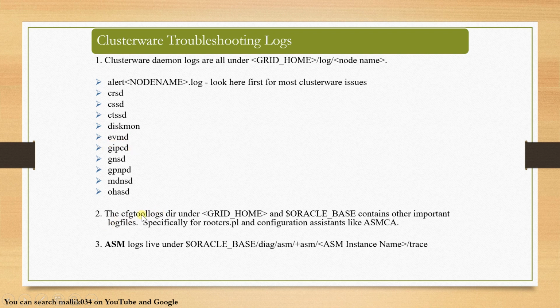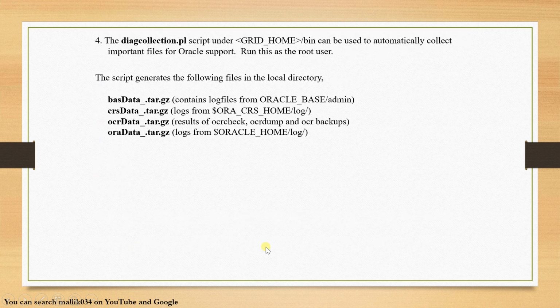And under the cfgtoollogs directory under Oracle base, you can find ASMCA, DBCA, and other configuration logs. Then the ASM logs live under Oracle base diag asm, the ASM instance name, and trace. This is the ASM alert log. You can find the ASM alert log under the diag directory.